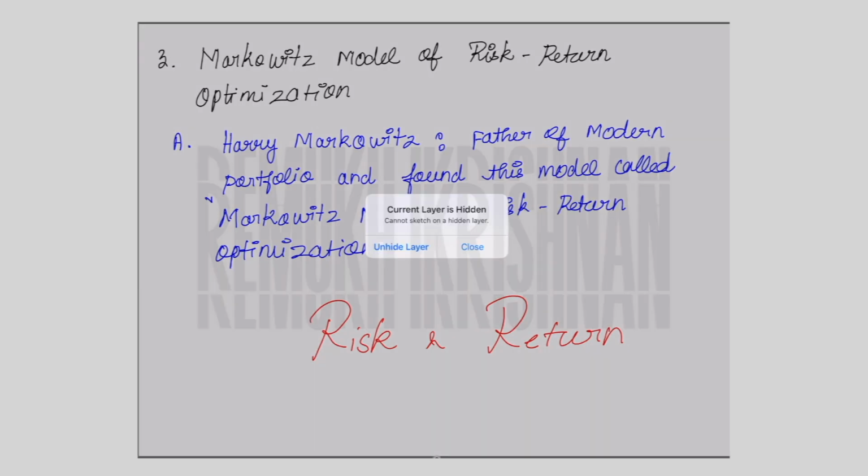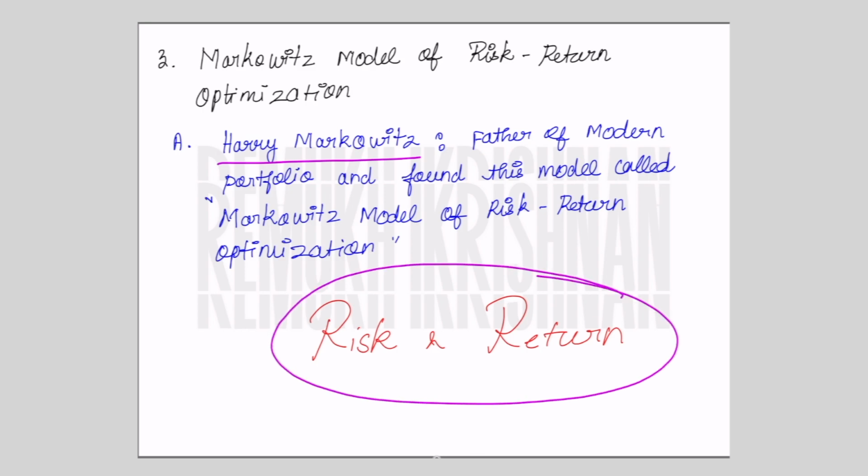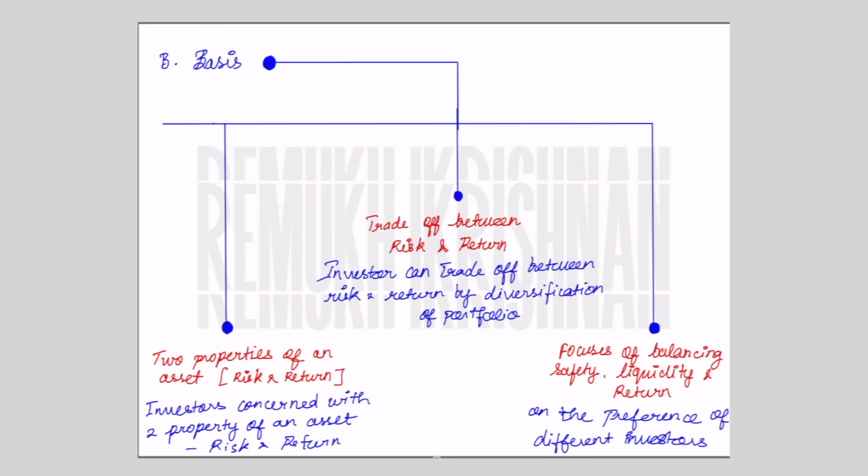It's Harry Markowitz. He's also termed as the father of modern portfolio theory and found this model called the Markowitz model of risk-return optimization. The very important combination called risk and return is being analyzed under this theory. Moving forward, on what basis is this combination being used?